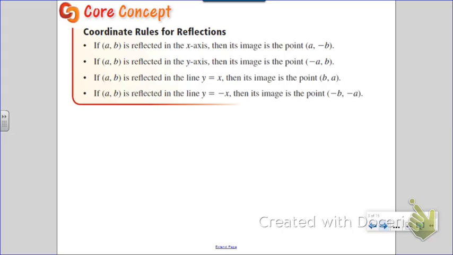The coordinate rules for reflections: for the x-axis, you're going to take the opposite of the second value, which they refer to as b. In our case, it'll be thinking of x comma y. For a reflection in the y-axis, you'll take the opposite of the first coordinate, which they call opposite of a. In our case, it'll be the x value. For reflection in the line y equals x, we're going to switch the coordinate points. Reflection in the line y equals negative x, we're going to switch the coordinate points and take the opposite sign of both of those points.